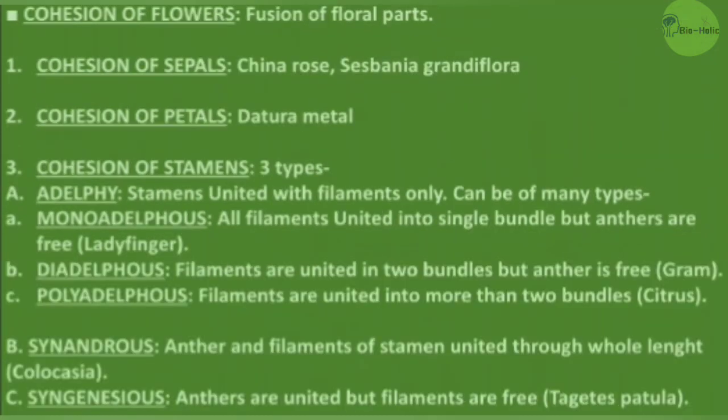Now, cohesion of flowers, that is the fusion of floral parts. The cohesion of sepals can be seen in China rose. Cohesion of petals can be seen in datura. Cohesion of stamens is of three types: the monadelphous, the diadelphous, the polyadelphous, and the syngenesious also.